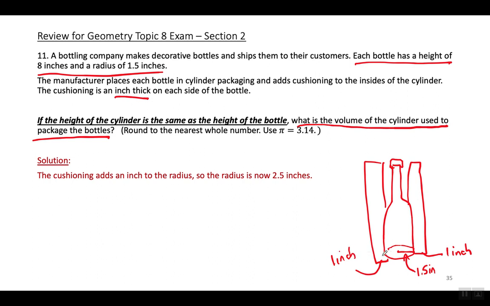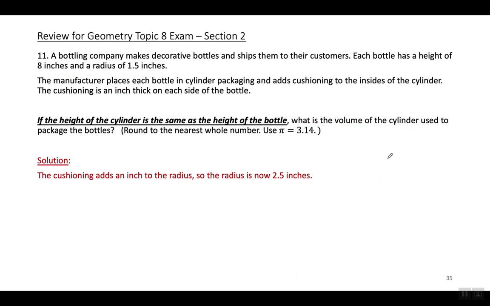So if you think about it in terms of the diameter, which is the entire line, you're adding 2 inches. But if you think about it in terms of the radius, you're adding 1 inch to the radius, so that's why the radius is becoming 2.5 inches. All right, and that's it. Once you know that, you can figure out the rest pretty easily.